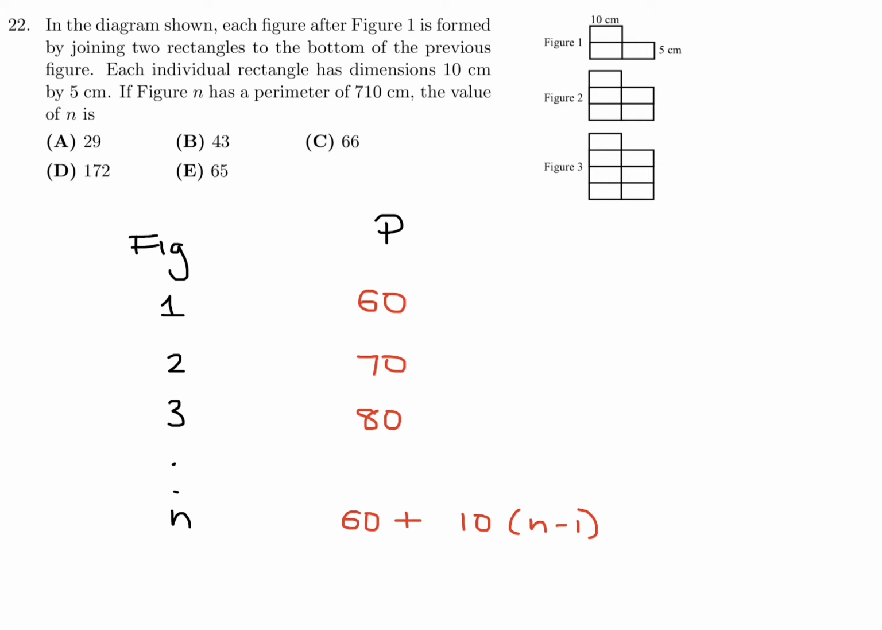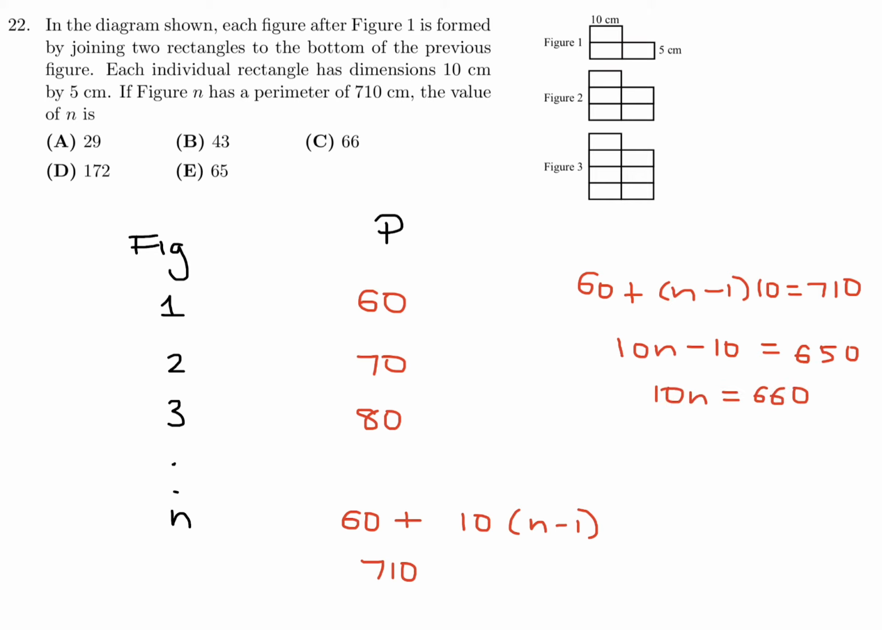Now we are told 710 is the value for some n. Okay? How do I figure out n? Use this formula. I'll do that over here. So I got 60 plus n minus 1 times 10, and that equals 710. So let's multiply this out. 10n minus 10, 710 minus 60 is 650. So 10n is equal to 660, and therefore n is equal to 66. And that's it. Number 22, the answer is C.